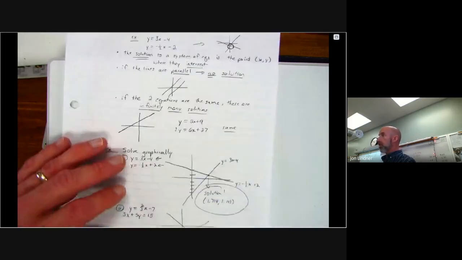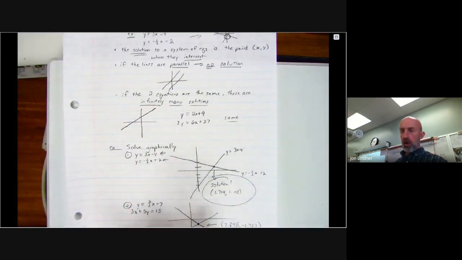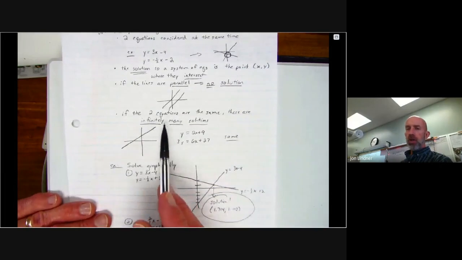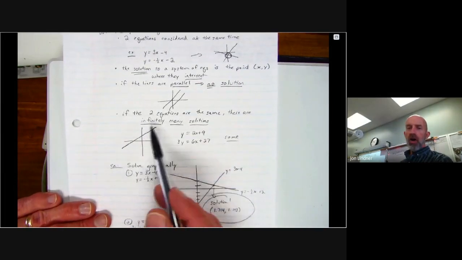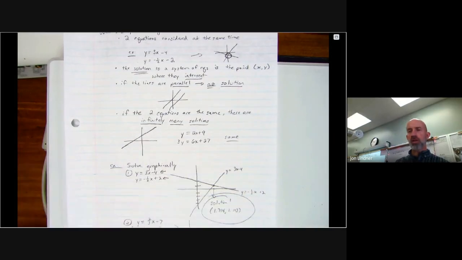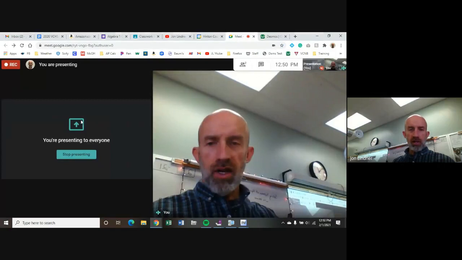Just remember, if they're parallel, there's no solution. And if it looks like when you graph them, they graph on top of each other, then there's infinitely many solutions. Remember that those are possibilities when you are solving these systems of equations in Desmos.